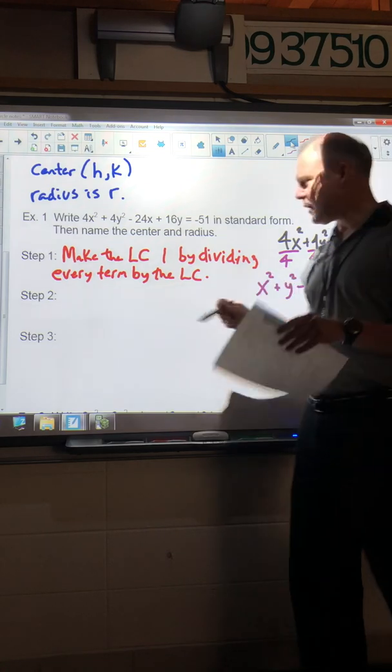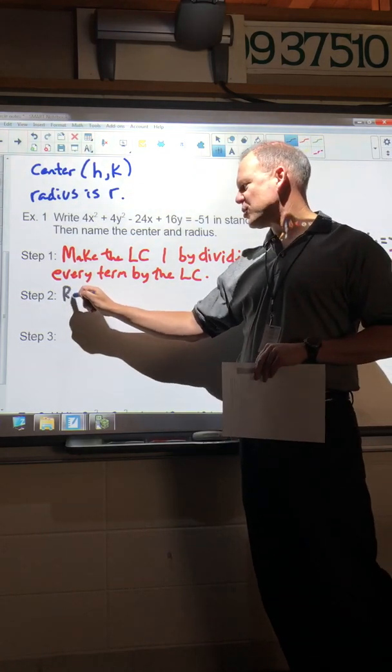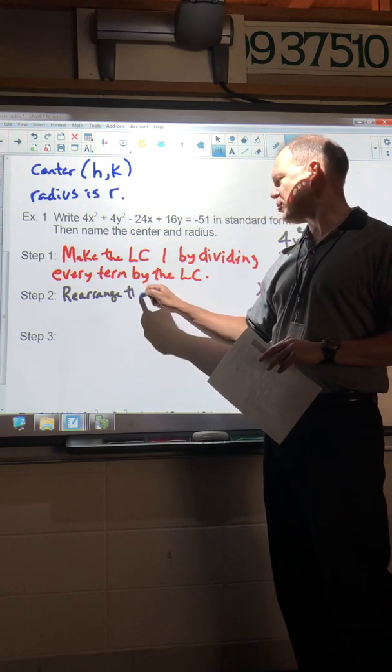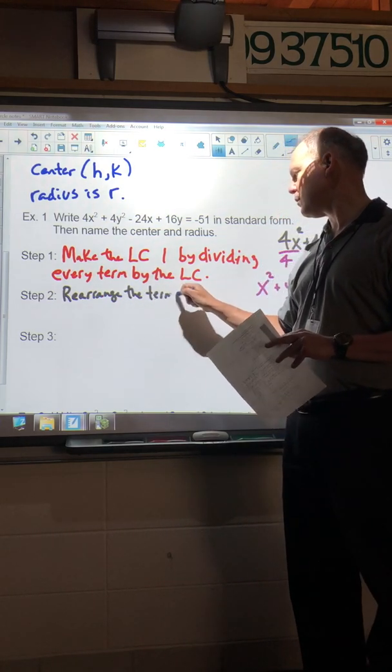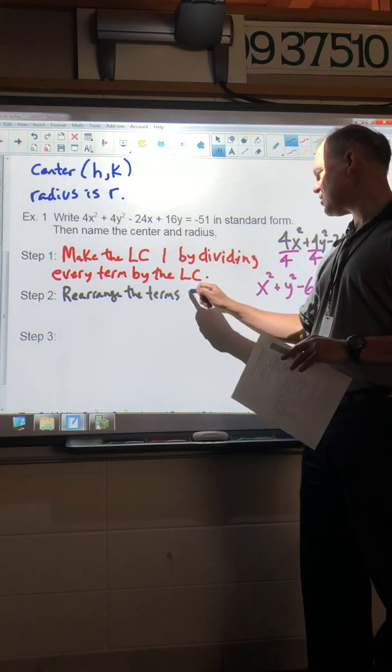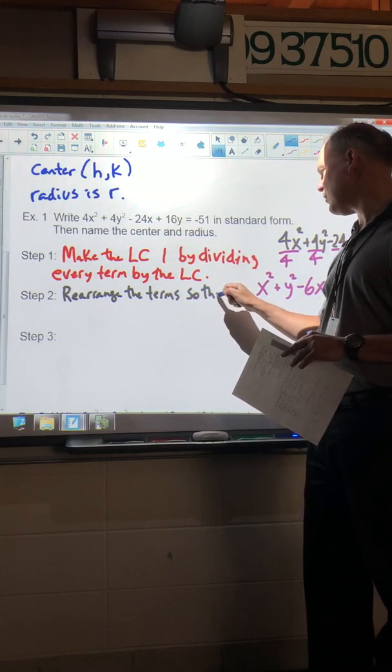Step 2, we're going to do a little rearranging of the terms. Rearrange the terms. So the x terms are together.